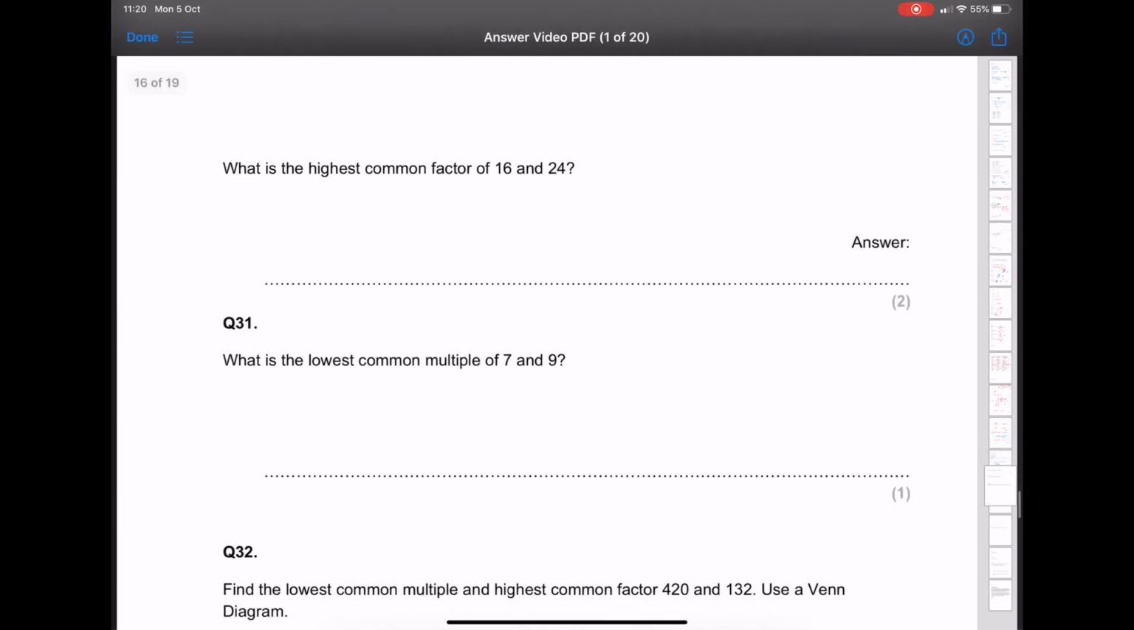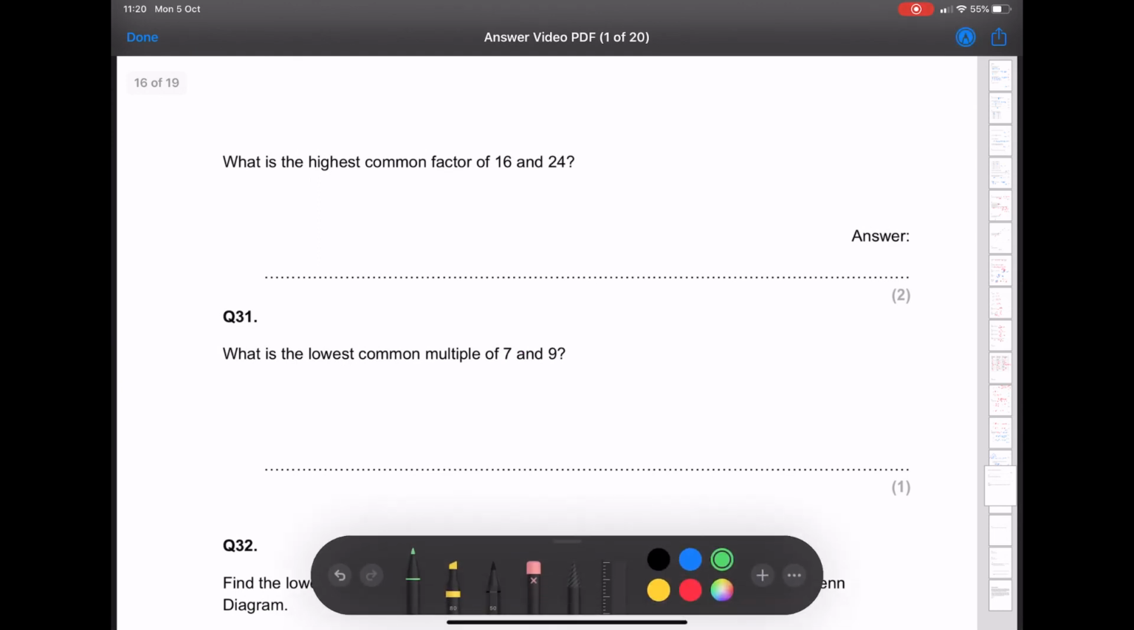The next one says what's the highest common factor of 16 and 24. So, again, does 1 go into 16? Yes, 1 times 16. 2 times 8 is 16. Does 3 go into 16? No. 4 times 4 is 16. So we've technically repeated because it's come up twice, because 4 times 4. So you've got all your factors of 16.